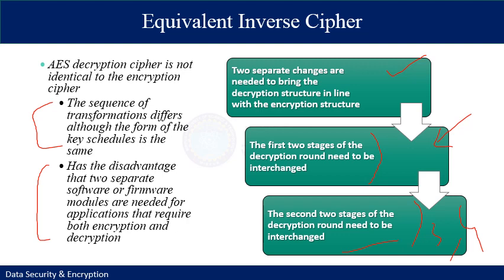So put in simple words, the first and second process of encryption in each round must be interchanged, and the third and fourth process in the encryption process must be interchanged, and in this way you can perform the decryption.